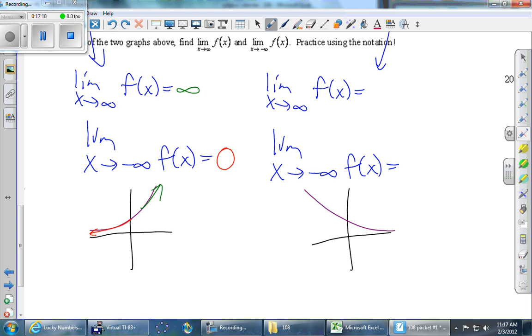Now for the right-hand graph, same kind of idea. As x goes to infinity, that means run to the right. What happens to the y values? We approach 0. And then for the last limit, as x goes to minus infinity, which is to the left, what happens to the y values? Approaches infinity. Other questions on that? Like I said, the notation seems unwieldy in the beginning, but with practice, it becomes wieldy. Okay, let's go to the next page.